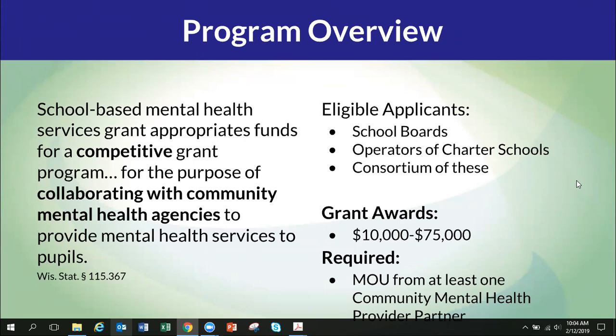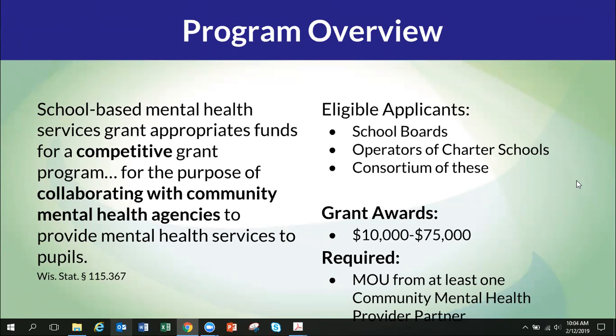Grant awards, just as last year: you have an opportunity to apply for anywhere from a minimum of $10,000 to a maximum of $75,000. Keeping in mind, and this is exactly what happened last year, that we want you to choose the amount that you think is going to be most useful for your plan, rather than just try to figure out how to spend $75,000.